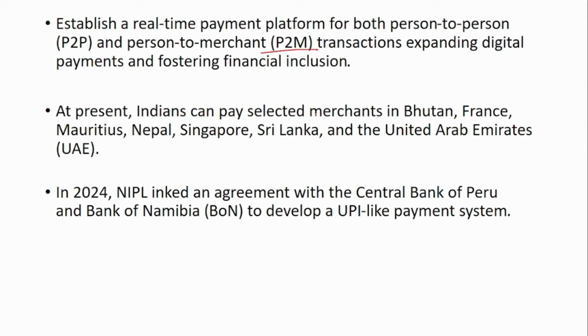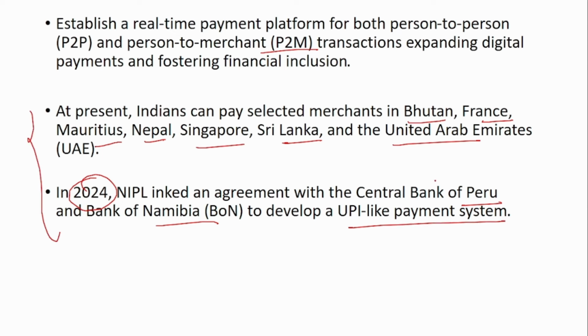Apart from Trinidad and Tobago, there are various other countries in which our UPI system is already in practice. Indians can pay selected merchants in Bhutan, France, Mauritius, Nepal, Singapore, Sri Lanka and the UAE. Also in 2024, NIPL inked an agreement with the Central Bank of Peru and the Bank of Namibia to develop a UPI-like payment system. So these are the various countries where a UPI-like payment system already exists.